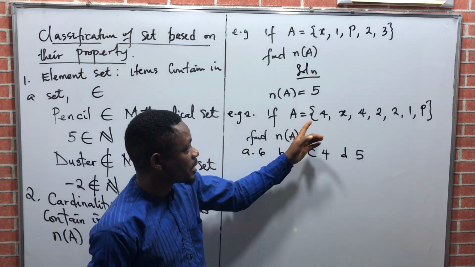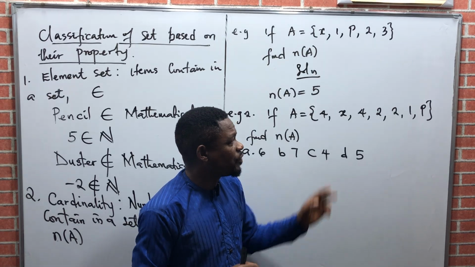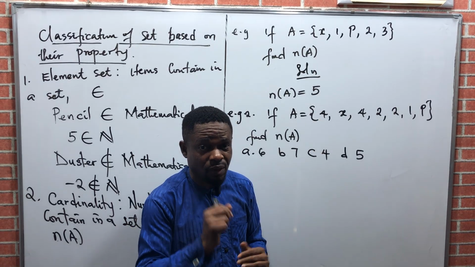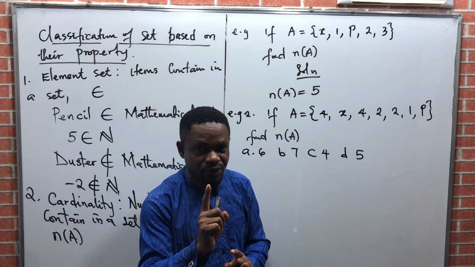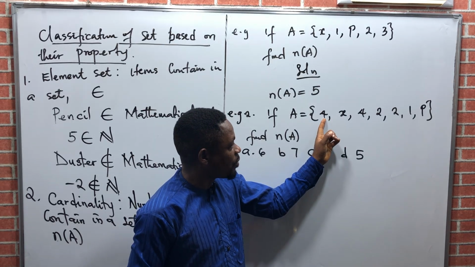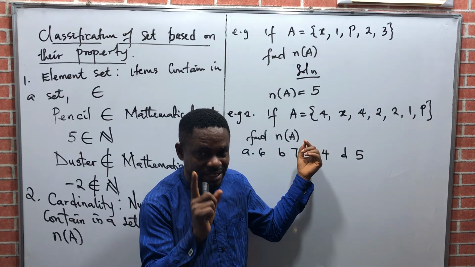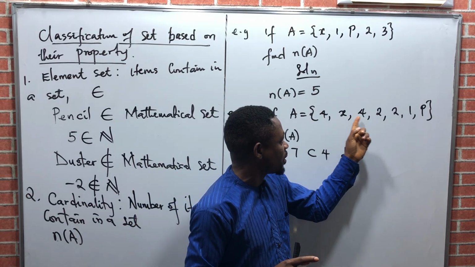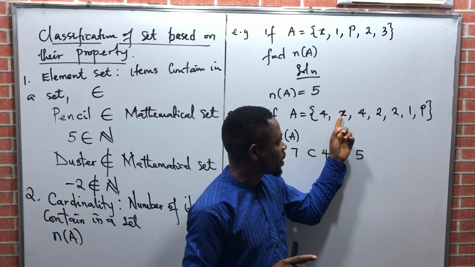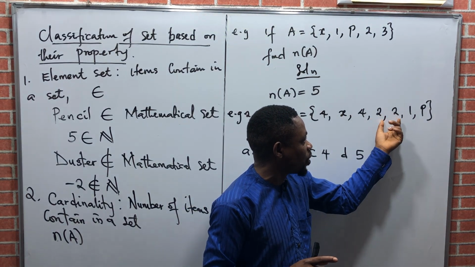It is that in a set, repetition is not allowed. Now, even if a number appears more than once, that number is considered as 1. Are you with me now? Like now, if you observe, 4 appears how many times? 2. So the cardinality is still 1. So for 4 now, the cardinality is 1. Then we have 2. For 2 now, the cardinality is also 1. So it's not 2.